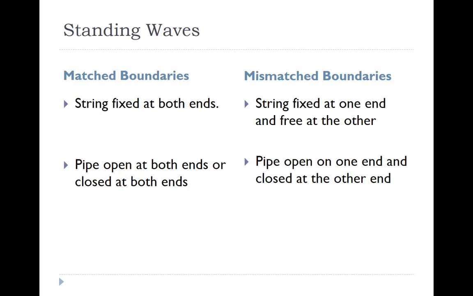So this would be a string that is fixed at one end and free to move at the other, or a pipe that's open on one end and closed at the other. We're going to begin by analyzing the matched boundary condition. For the matched boundary condition, what I have is a string. I'm going to fix the length of that string to be L.